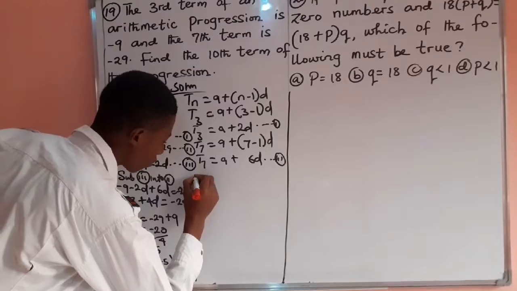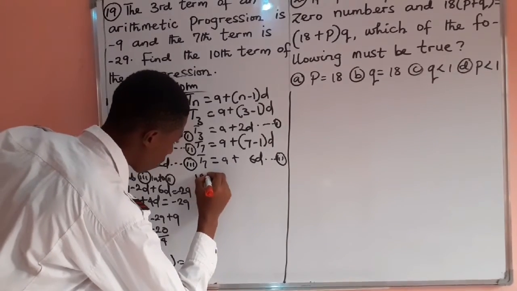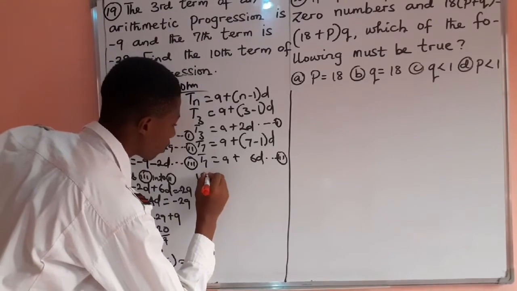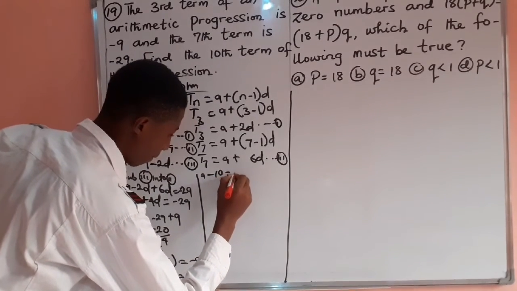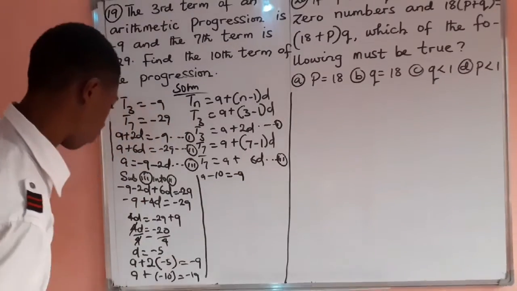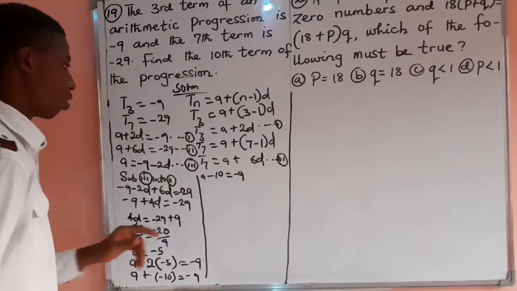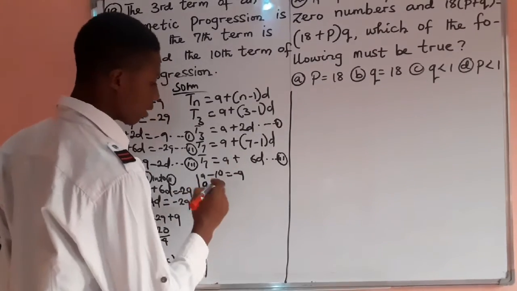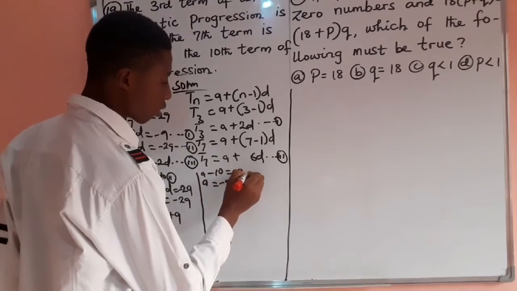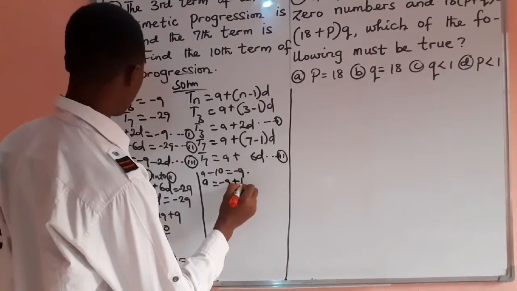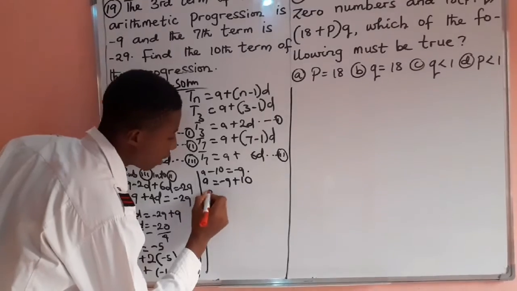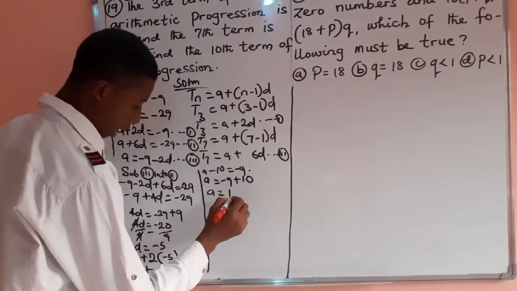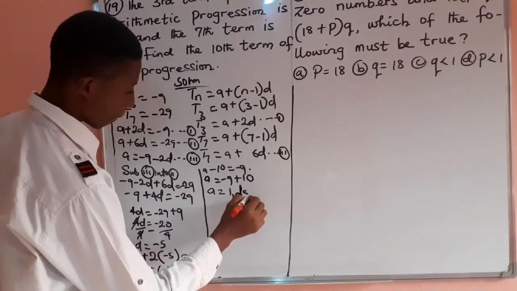So we'll be having a minus 10 is equals to minus 9. A minus 10 is equals to minus 9, which means we are having a is equals to, we collect like terms, minus 9, minus 10 crossing over to meet minus 9 will give us plus 10. So a is equals to minus 9 plus 10, which is 1. So we found our a is equals to 1 and our d is equals to minus 5.